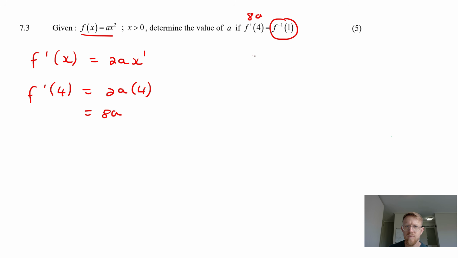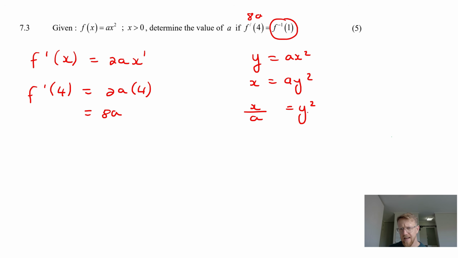So we know that the original equation is y equals ax squared. That's this one. Now to take inverses, we've learned by now that you switch x and y around. You then get y alone again. So you're going to end up with x over a, and then you need to get the y by itself. So we're going to say y equals plus minus the square root of x over a.